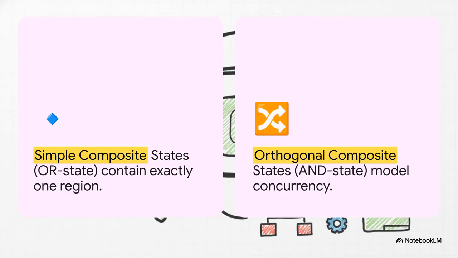As systems scale, they get messy fast. To organize things, UML gives us 2 types of composite states. Think of them as big, overarching states that contain smaller substates inside. The first is a simple composite state, or OR state, meaning the system can only be in one of its substates at a time. The second is an orthogonal composite state, or AND state. This one is an absolute game changer because it handles concurrency.